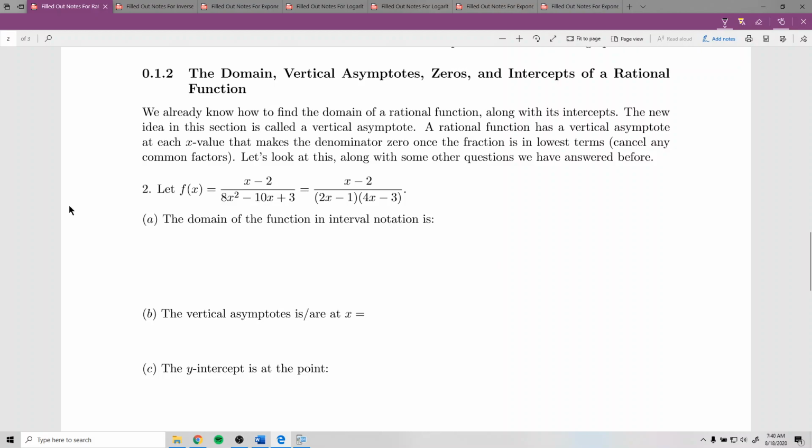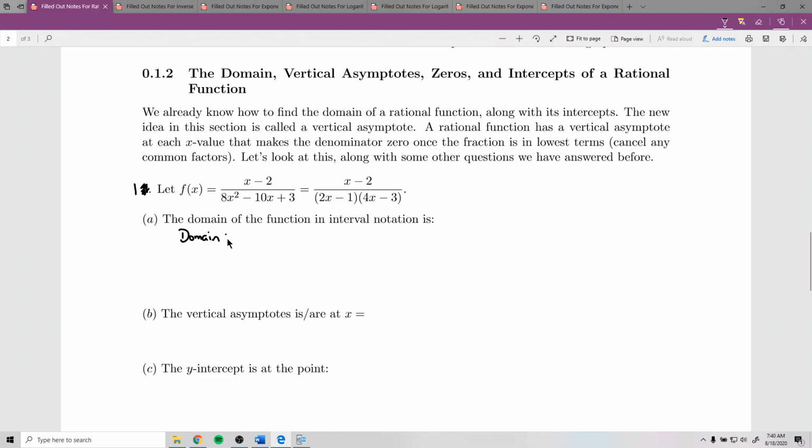All right, so I don't know why this says number 2. Number 1 says let f of x equals x minus 2 over 8x squared minus 10x plus 3. And they were nice enough to tell us what the denominator factors to. We want to give the domain of the function in interval notation.